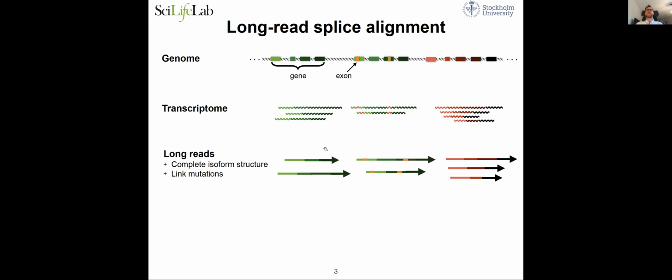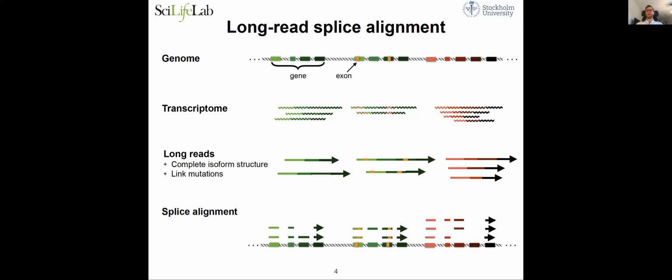In this talk, we'll look at long-read sequencing technologies, so PacBio IsoSeq sequencing or Oxford Nanopore. The characteristic here is that these technologies have the capacity to sequence through the transcripts from end to end. So we get the full exon structure, and we may also be able to link mutations occurring at distant sites, which shorter reads cannot do. However, for some technologies, these reads may still contain more errors than Illumina reads.